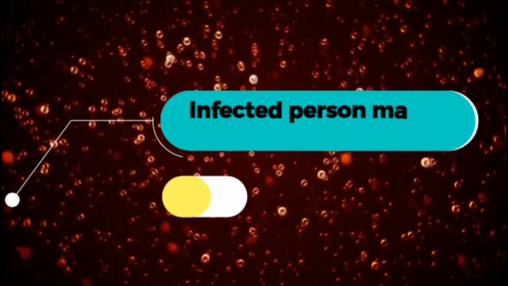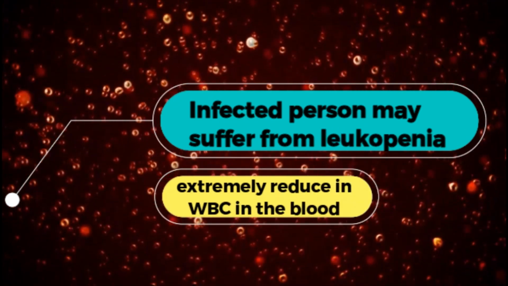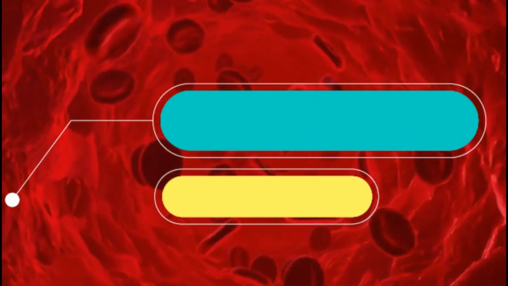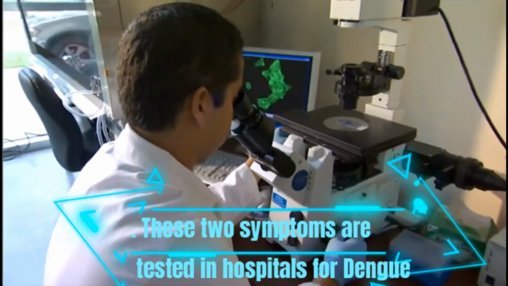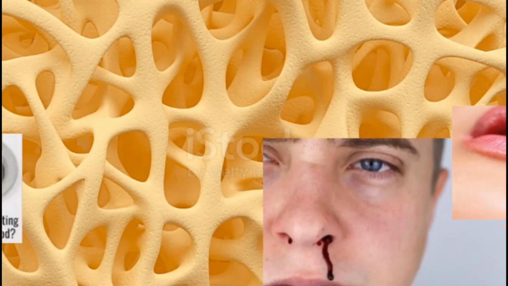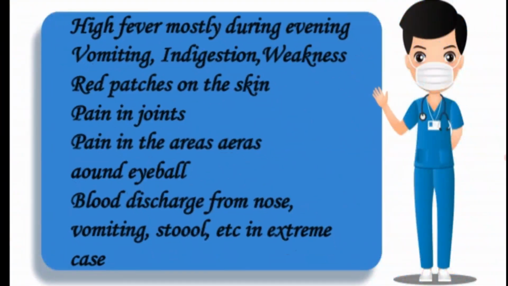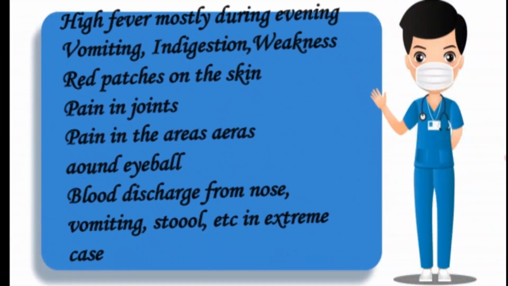In the critical phase, the infected person may suffer from leukopenia, that is an extreme reduction in WBC in the blood, and thrombocytopenia, that is a decrease in the count of platelets in the blood. These two are tested in hospitals for dengue. Blood may come from the nose, mouth, vomiting and stool in critical cases. If you develop these symptoms, quickly seek medical help.